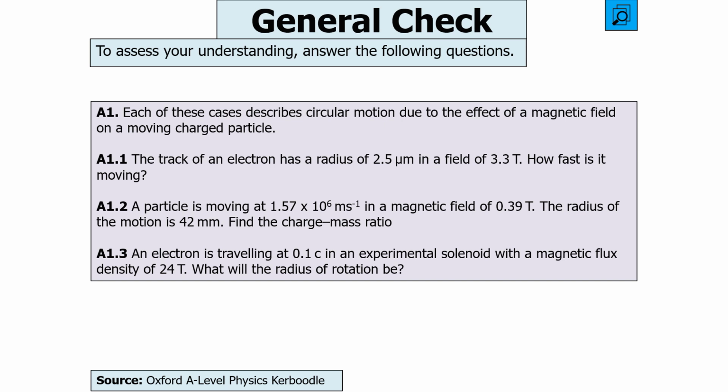The track of an electron has a radius of 2.5 micrometers in a field of 3.3 teslas. How fast is it moving?